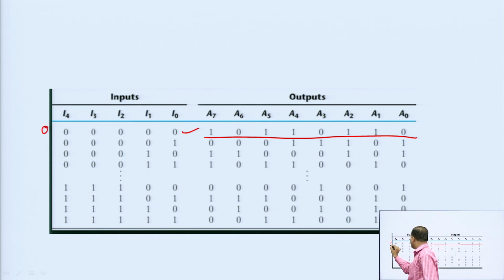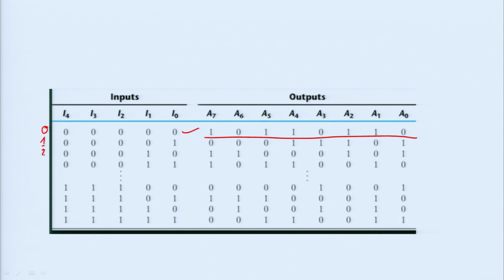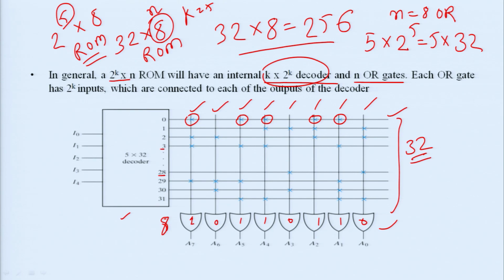So, we have 0, 1, 2, up to 31. From 0 to 31 we have to check all connections. This is the tentative truth table, we have just done it like this. Okay.